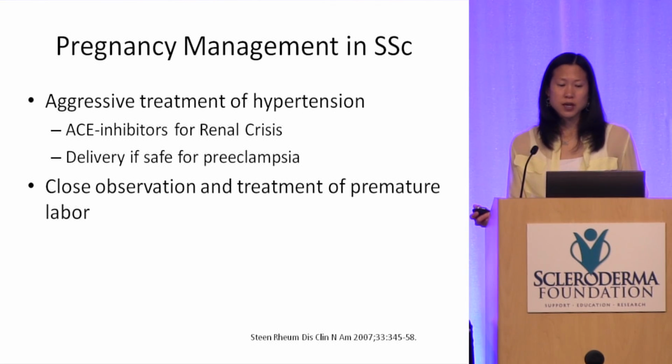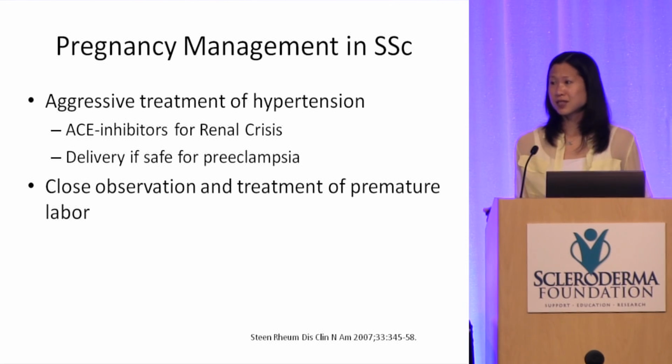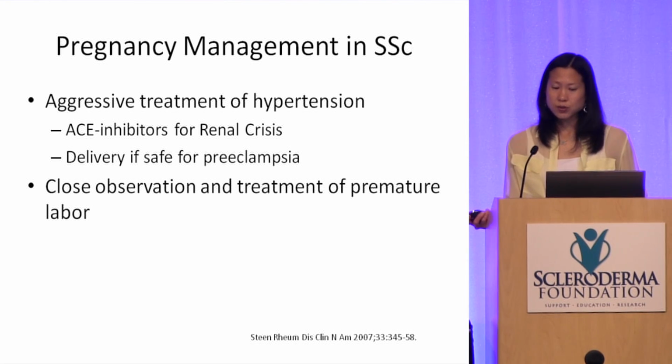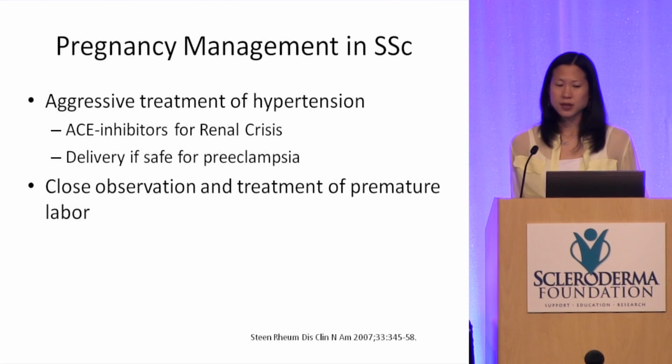So in terms of treatment of hypertension, as I mentioned, ACE inhibitors are absolutely necessary for the treatment of renal crisis despite the effects on the fetus. And regarding preeclampsia, the actual mode of treatment is to deliver. If you can get the fetus developed enough and safe enough to be delivered, that will actually heal the preeclampsia in the mother. Finally, close observation and treatment of premature labor in scleroderma patients is very important.